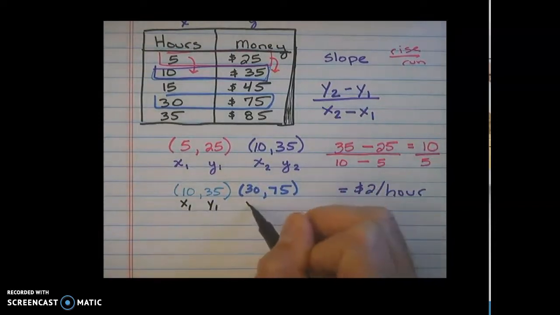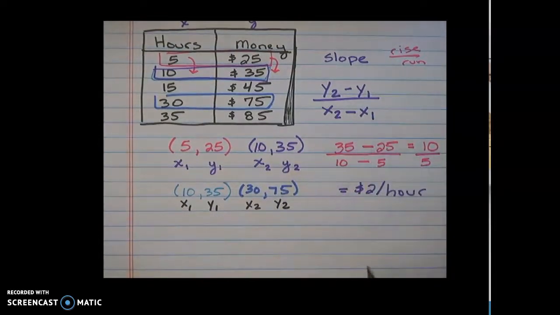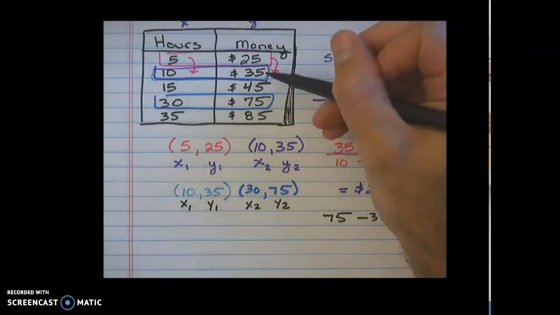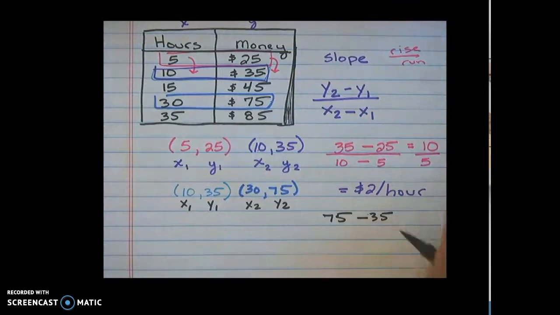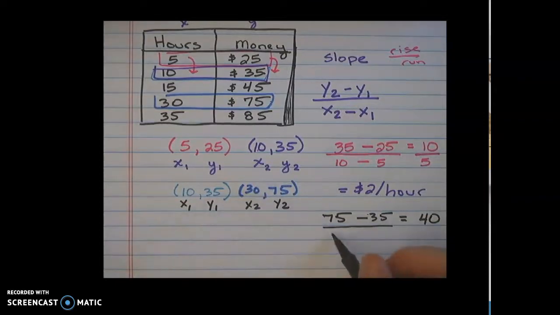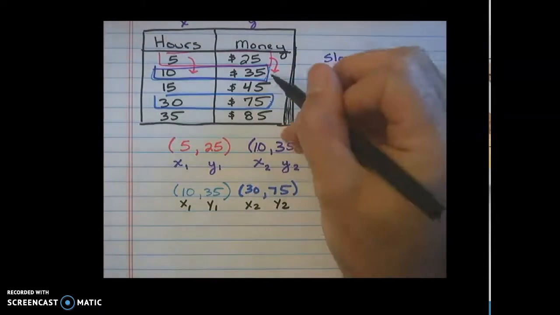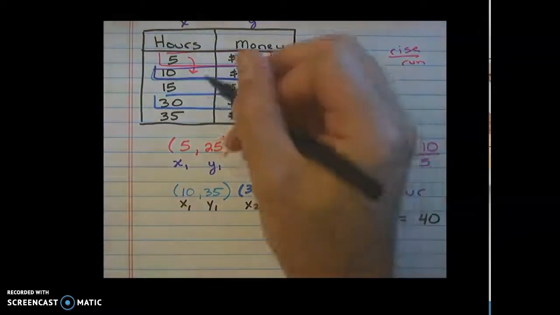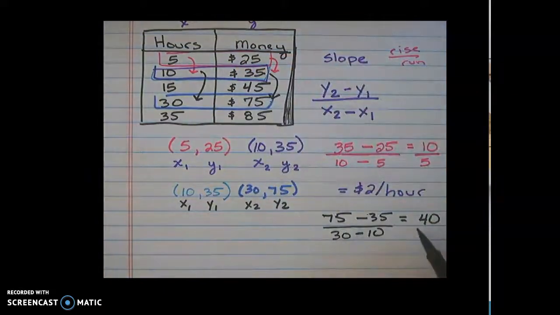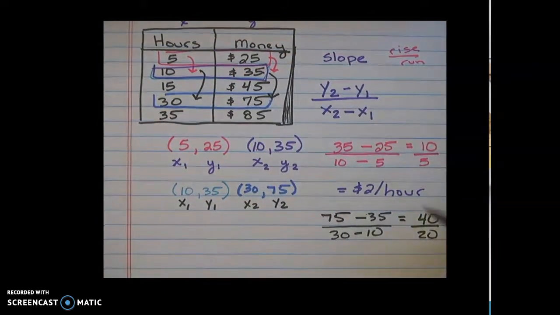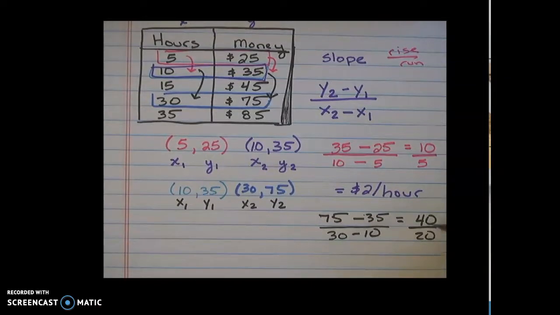x1, y1, x2, y2. y2 minus y1 is going to be 75 minus our y1, 35. So in this amount of time, from 35 to 75, he made $40. And let's figure out how many hours it took him to make that $40. So x2 minus x1 is 30 minus 10. So from 35 to 75, that's $40. From 10 hours to 30 hours, 30 minus 10 is 20 hours. Well, if I simplified this, $40 in 20 hours, or 40 divided by 20, it still comes out to the same $2 per hour.